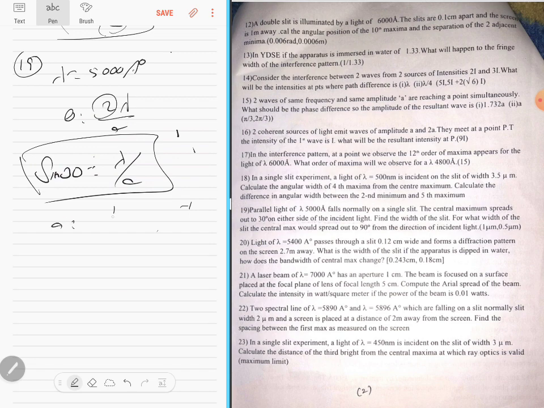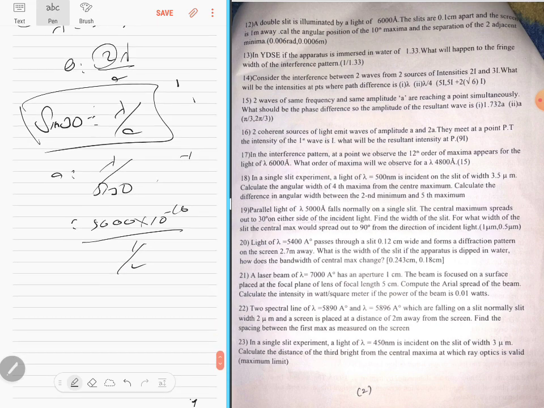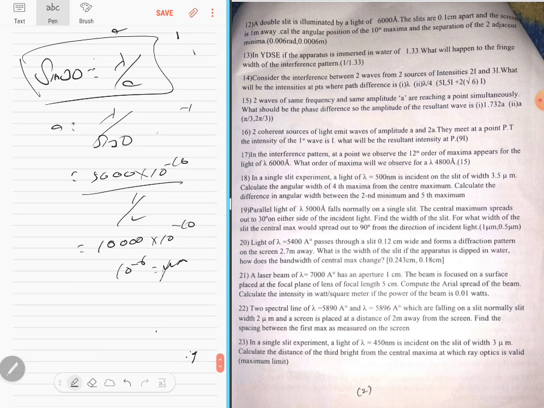So a is equal to lambda by sine 30. So you know lambda is 5000 into 10 to the power minus 10 by sine 30, what is sine 30? It's 1 by 2, right? So you should be getting 10,000 into 10 to the power minus 10, which is 10 to the power minus 6. So 1 micrometer, that's done. So let's go to next thing.